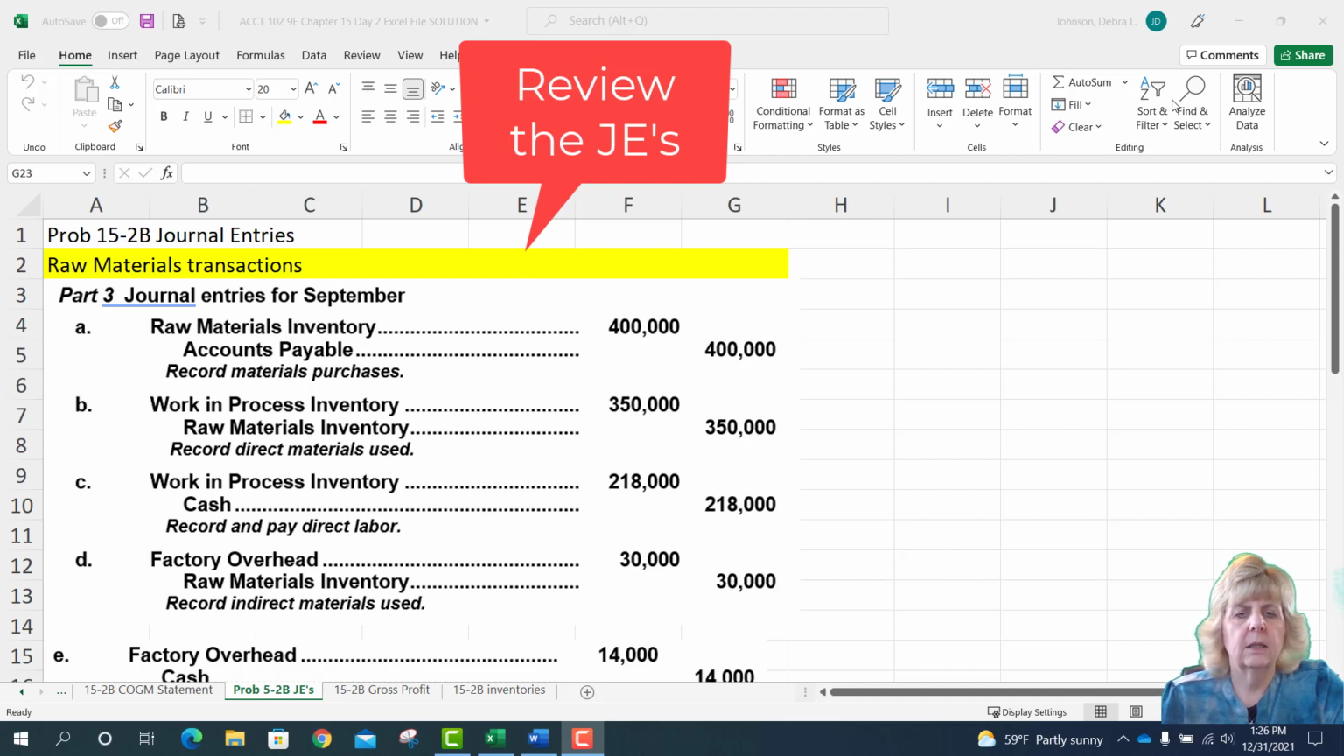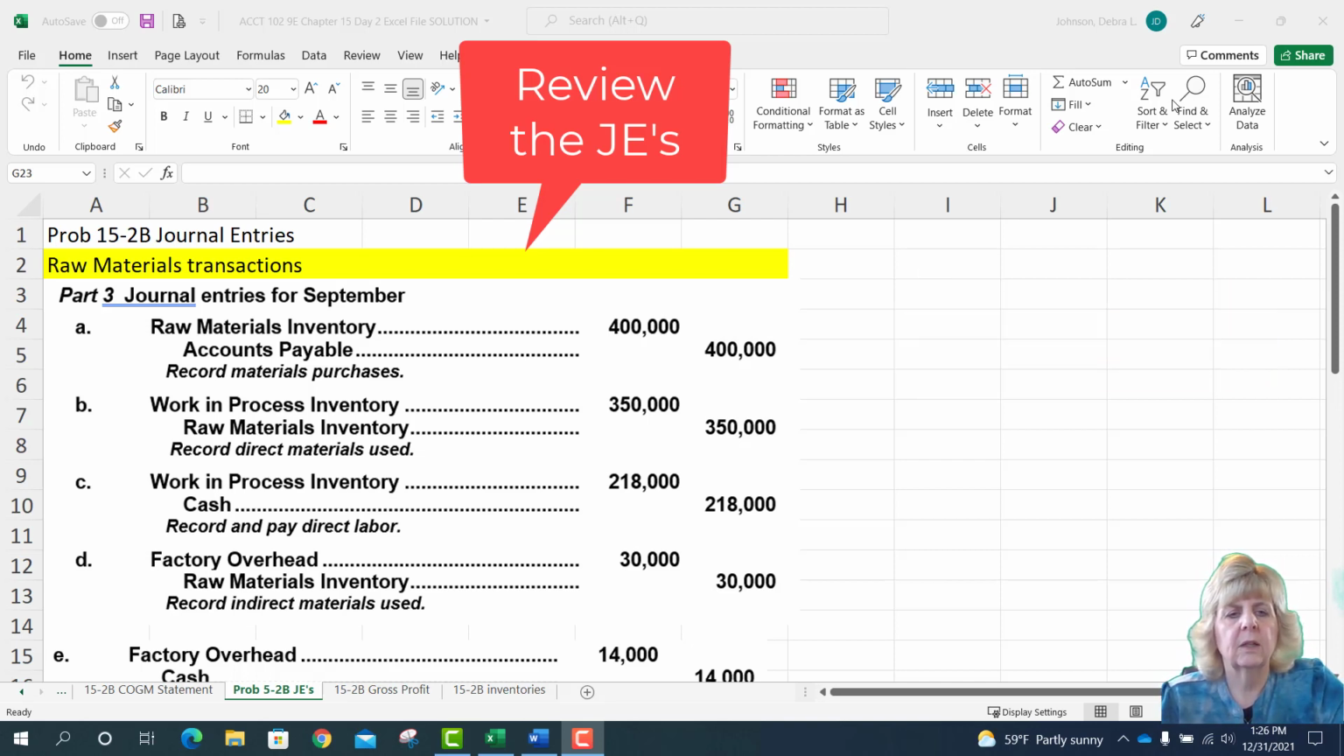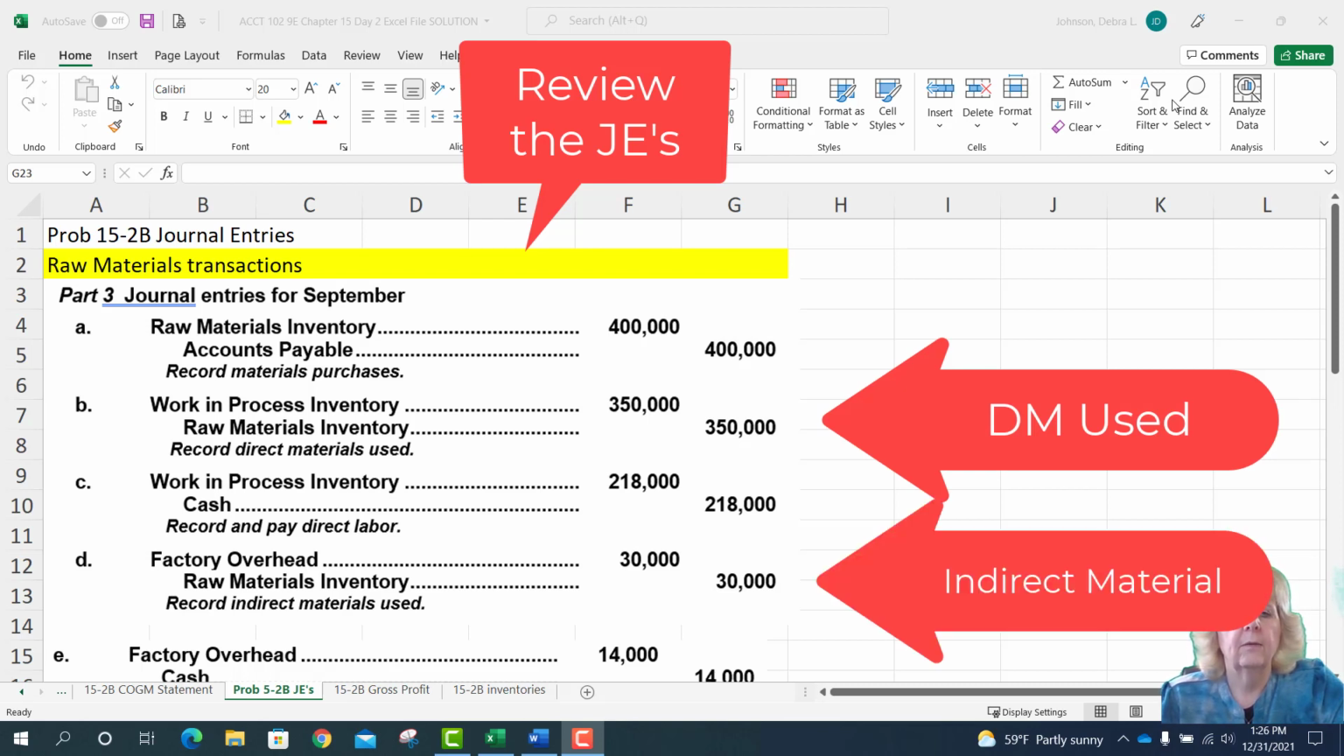Letter A deals with the purchase of raw materials. Remember, there's basically two parts to the raw materials. The items coming in are debited to raw materials when they are received at the factory. And then the two things you'll see happening to materials is either being charged to WIP if they are direct materials, or charged to factory overhead if it is an indirect material.